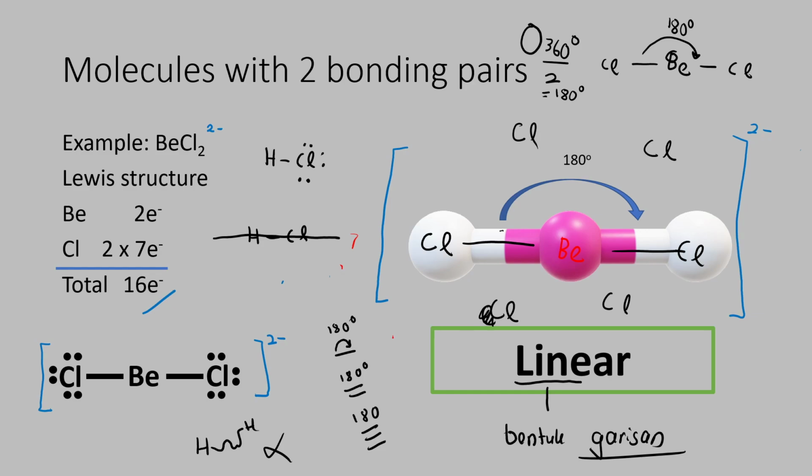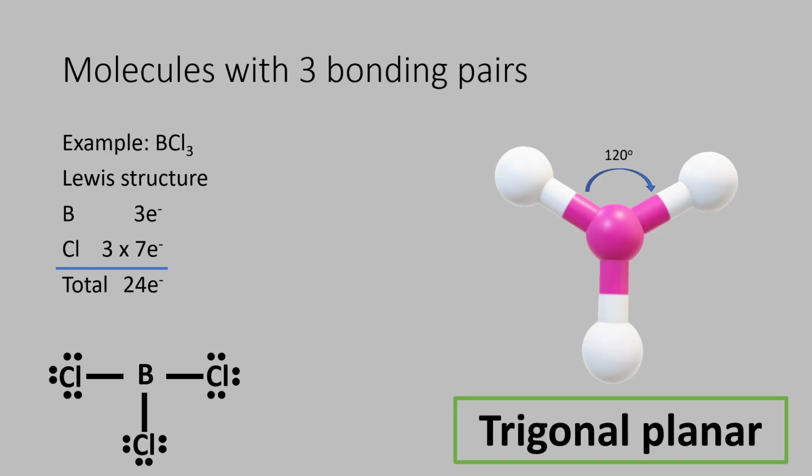Okay, boleh. So now kita tengok, instead of ada 2, kita tengok what happen kalau ada 3. So 3 contohnya boron trichloride ni, kita buat kita punya Lewis structure, and then kita letak. So boron, and then if you see kalau 360 degree, okay, just 360 degree, you nak bahagi betul-betul 3. Macam mana? Kalau 360 degree bahagi betul-betul 3 dapat?